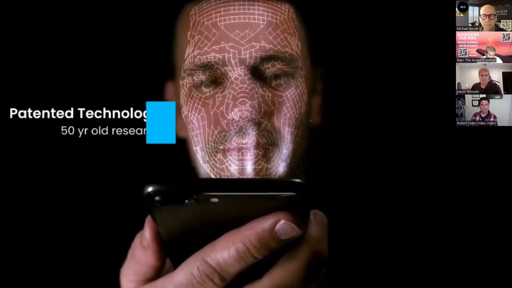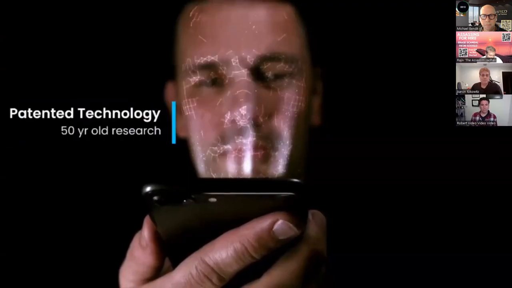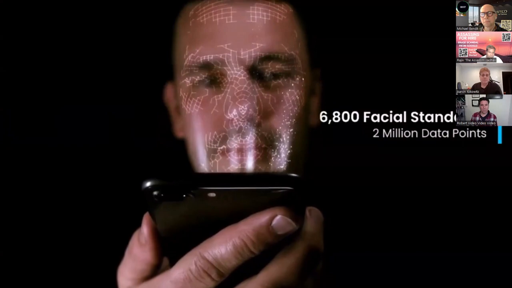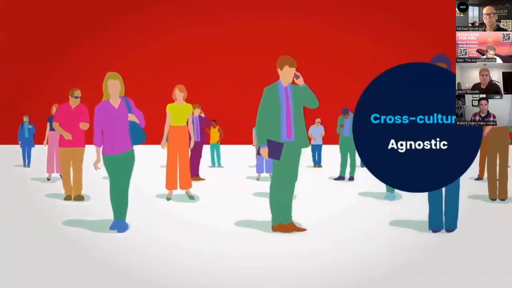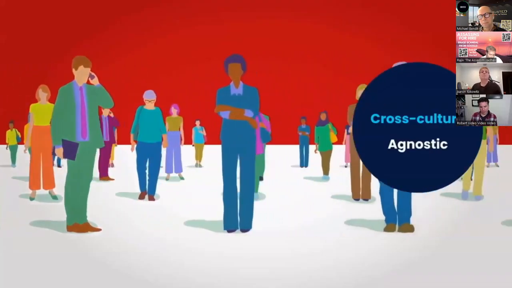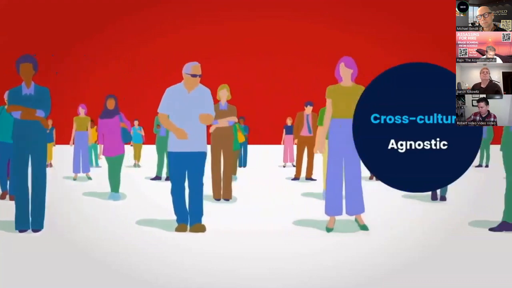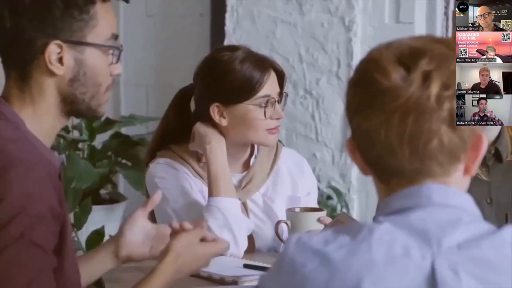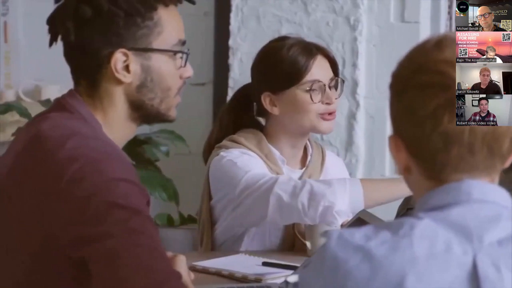In a typical test, the system tracks and analyzes over 6,800 microfacial standards per second, then builds comprehensive reports using more than 2 million points of data. The EmotionTrac science is effective regardless of race, color, religion, nationality, age, and gender. You've probably used focus groups and other market research methods in the past, but there's bias with these approaches, and they don't capture the authentic responses that EmotionTrac does.